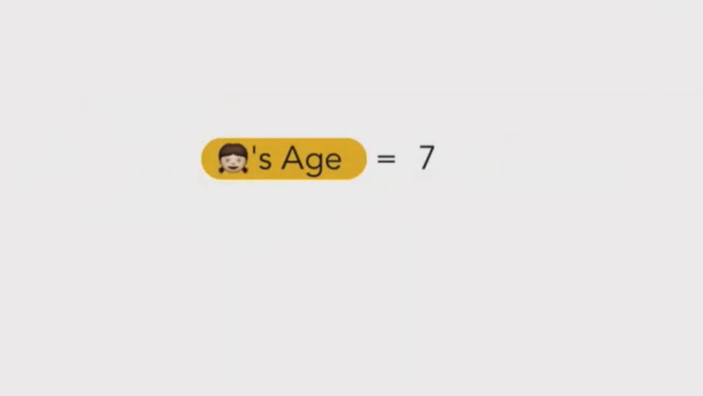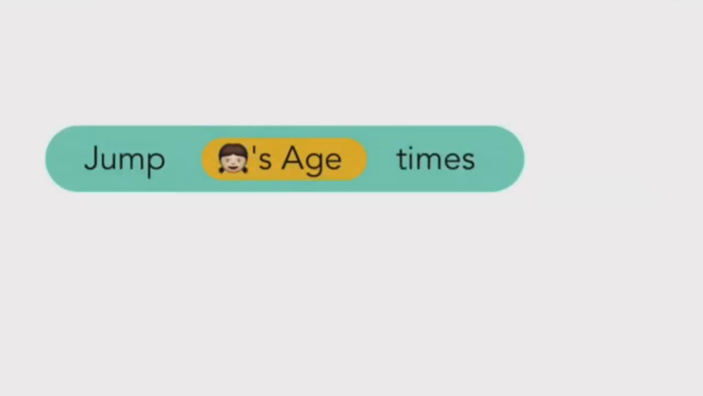Let's think about one of your values, age. You always know your own age, even though it changes every year, but I don't know how old you are. I can ask you, or I can look it up somewhere, and then I'd know. Or, I can tell you to jump a number of times equal to your age. That way, I can use your age value without ever having to know what it equals.